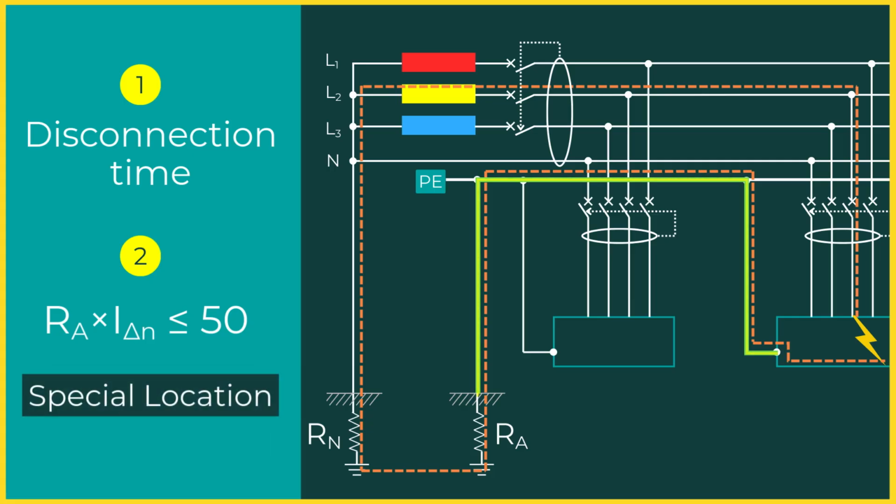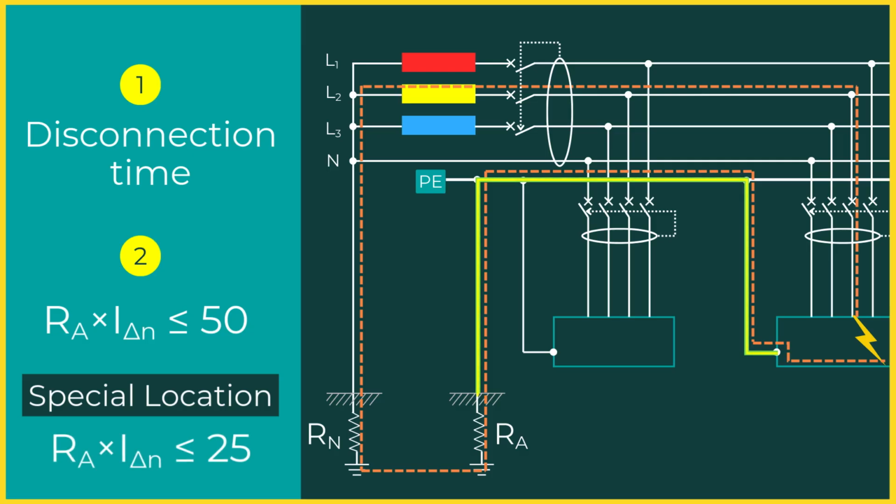In practice, the resistance of the protective conductor is usually very small compared to the resistance of the earth electrode. So, for practical verification, RA is often approximated by the earth electrode resistance alone. This means that the product of the RCD's rated residual operating current and the protective earth electrode resistance must be less than or equal to the safety limit voltage of 50 volts. For special locations, such as temporary supplies, construction sites, and agricultural or horticultural premises, the safety limit voltage of 50 volts is replaced by 25 volts.